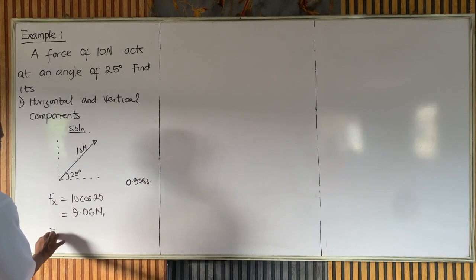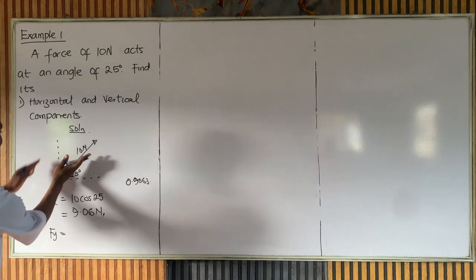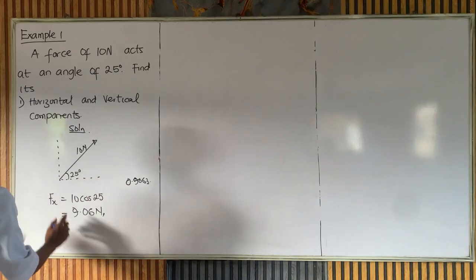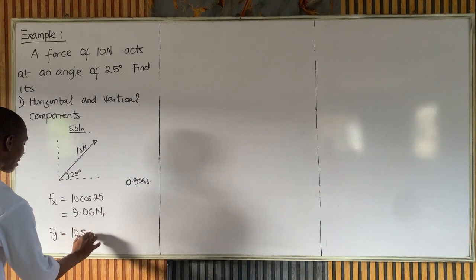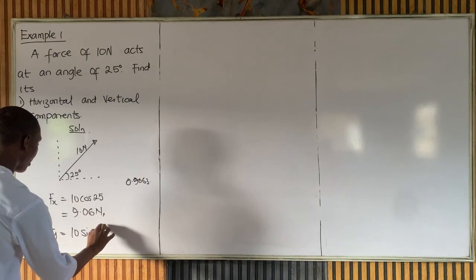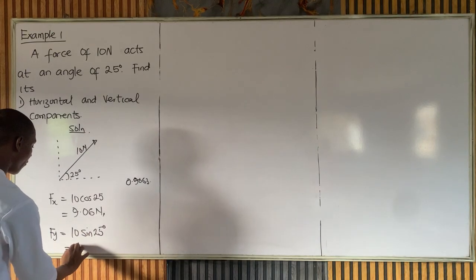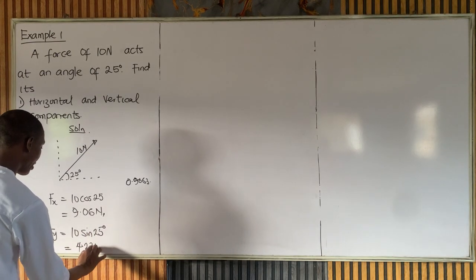Now, what's our Fy? To the vertical, I'm resolving to where there is no angle. That will be the force times sin theta, 10 sin 25 degrees. And this will give us 4.23 Newton.